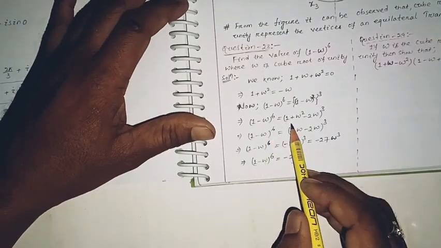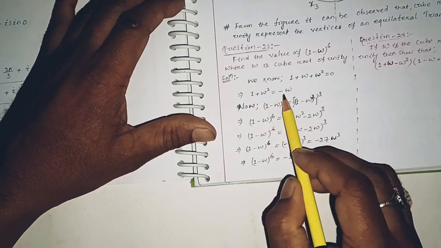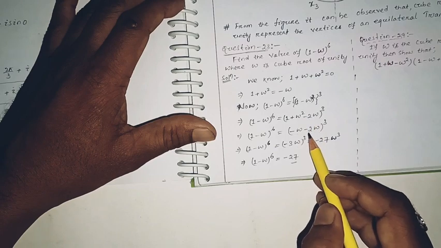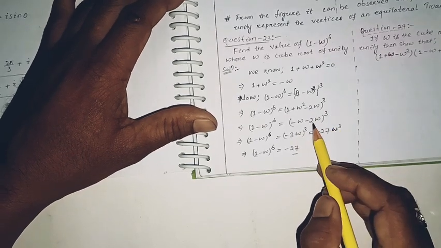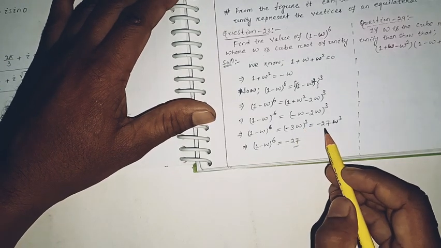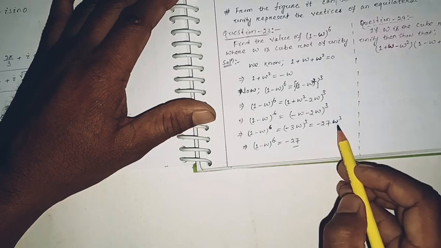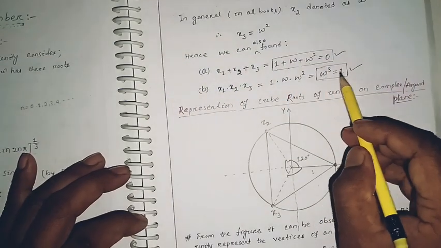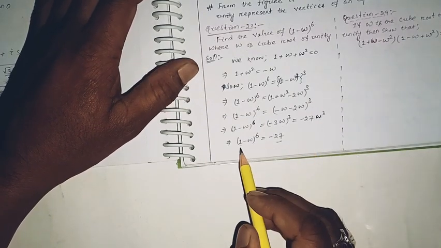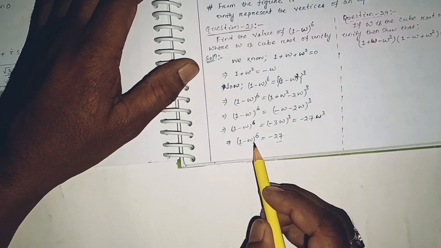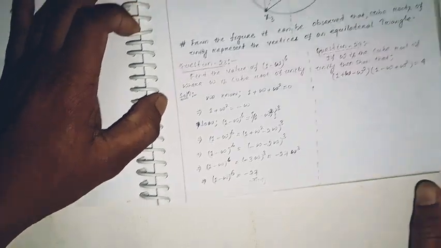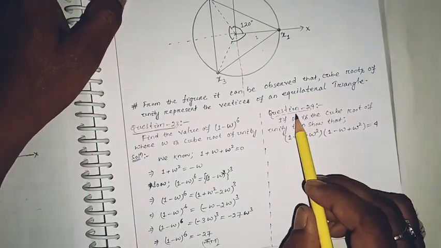So, 1 plus omega square is nothing but minus omega. Instead of 1 plus omega square, we can write minus omega, and here minus 2 omega, whole to the power 3. This will be minus 3 omega to the power 3. Minus 3 to the power 3 is nothing but minus 27, and this will be omega cube. Omega cube is nothing but 1, so we have to substitute 1 instead of omega cube. We found the answer of this question, 1 minus omega whole to the power 6 will be equal to minus 27. That is the answer.